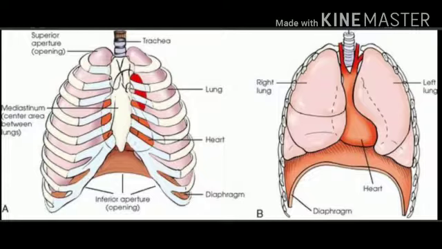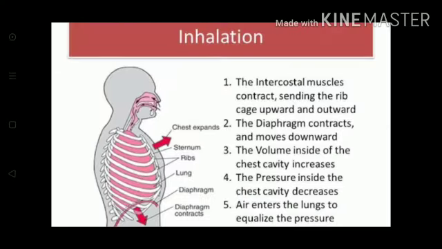Now let's see what is a diaphragm. A diaphragm is a sheet of muscular tissue. Now let's proceed and study in detail about inspiration. Inspiration or inhalation is basically breathing in air. To let the air in, the thoracic cavity increases in size. Let's see how the thoracic cavity increases in size.